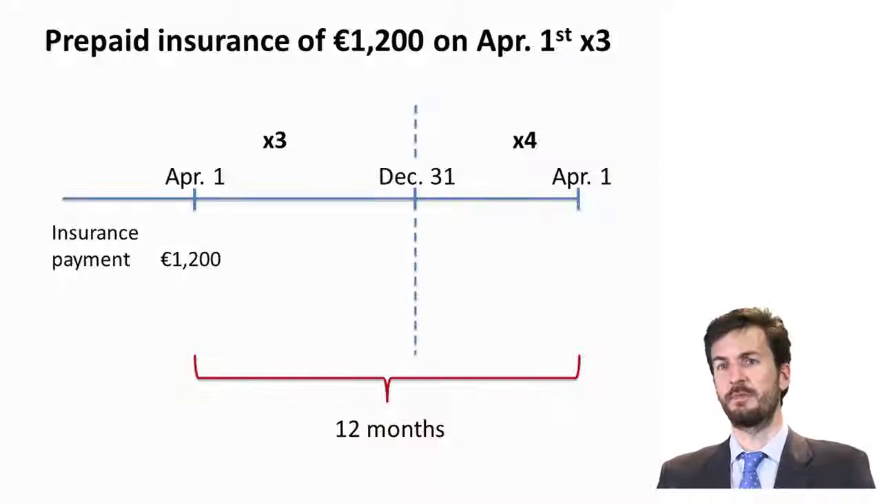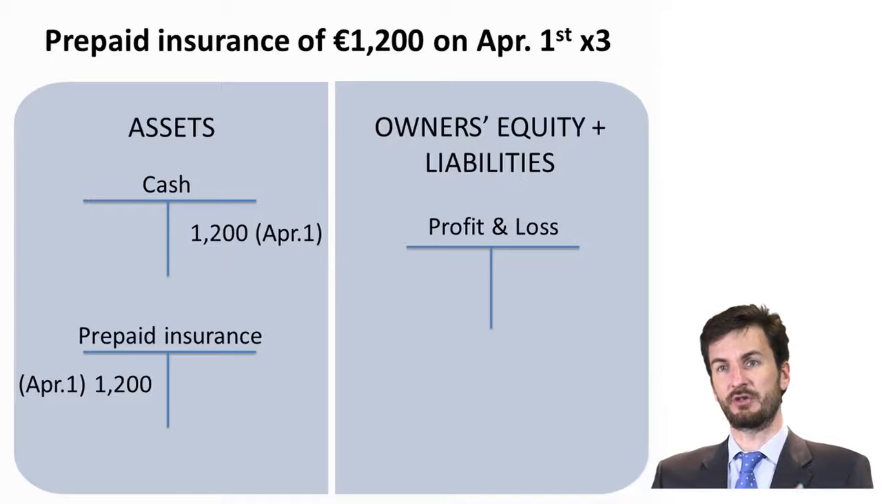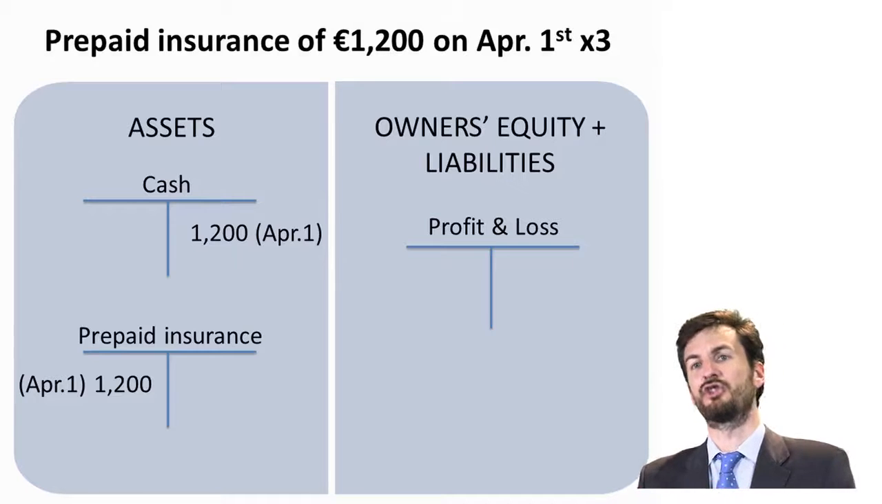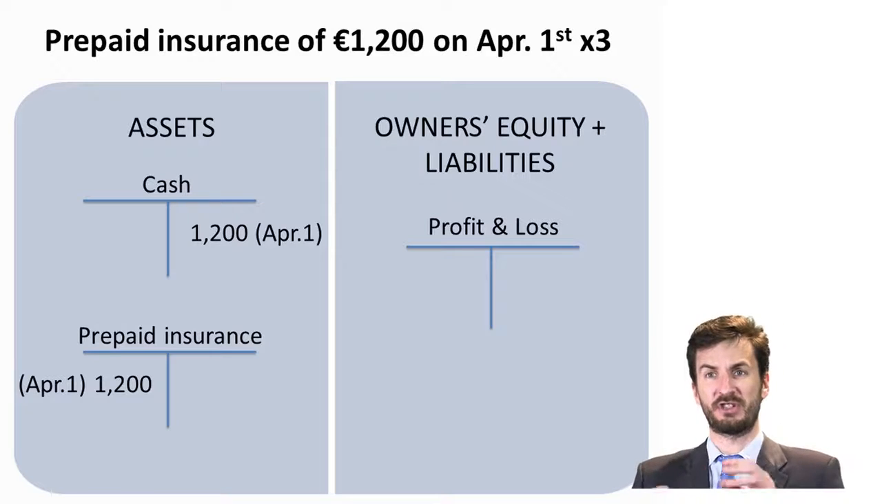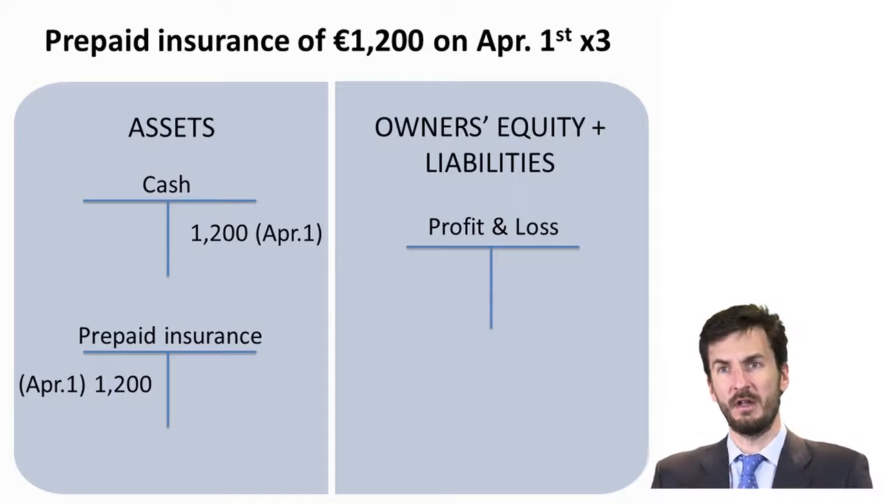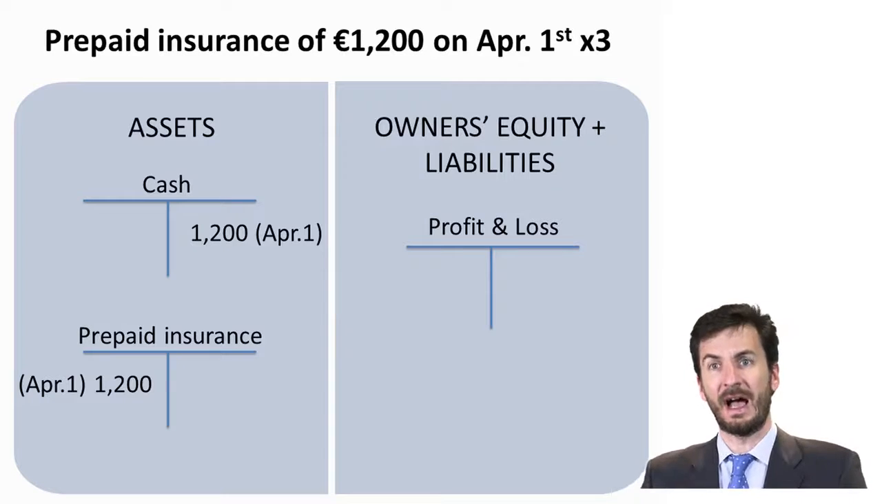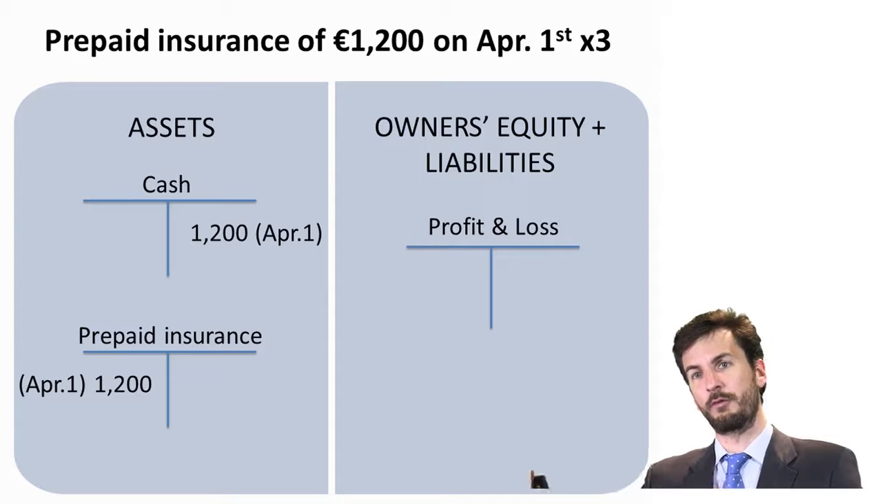So at this moment, how would you account for this transaction? We've seen this before, right? With the prepaid rent. So this would be very similar. First, we would credit cash because we are paying, there is a cash decrease. Second, we would debit the prepaid insurance. So we have an asset because it's something that we have purchased, we own it. It's a result of a past transaction and it has a future value.